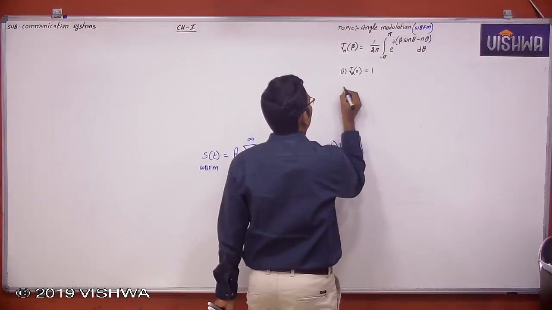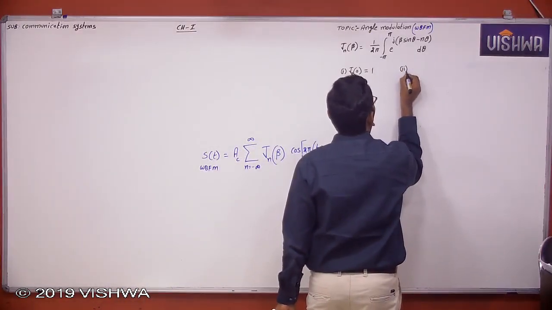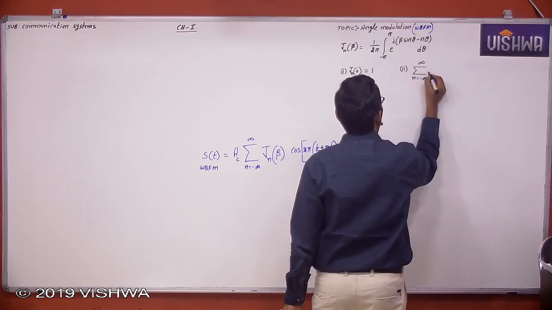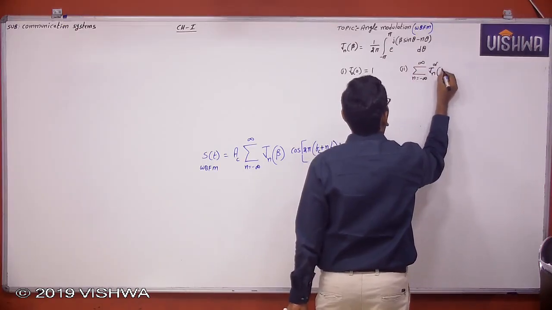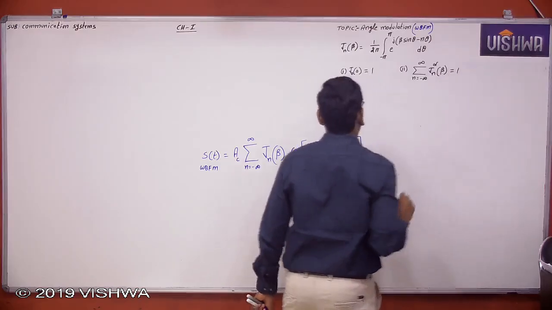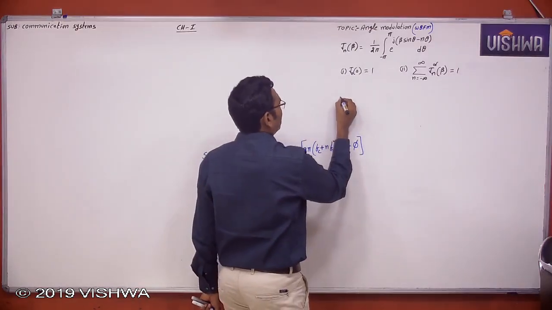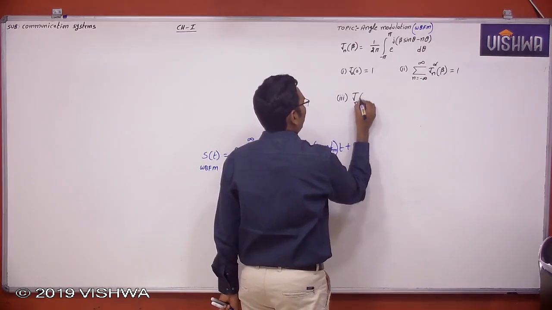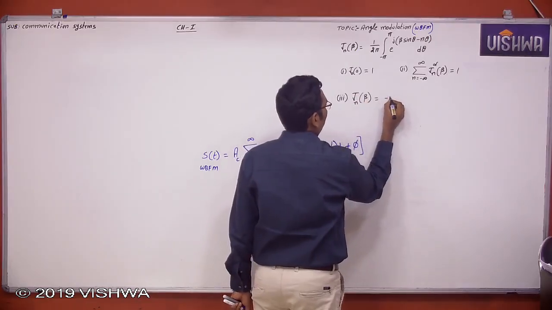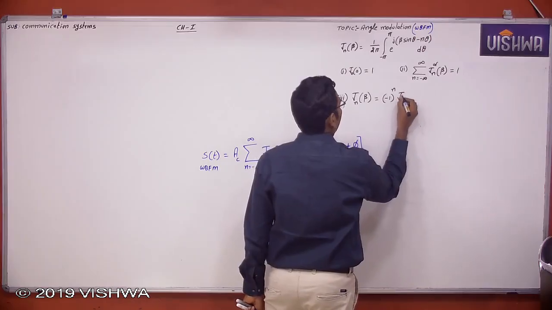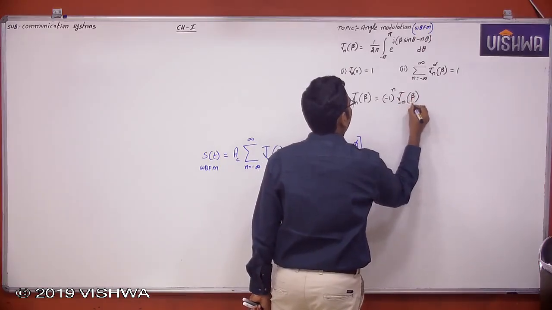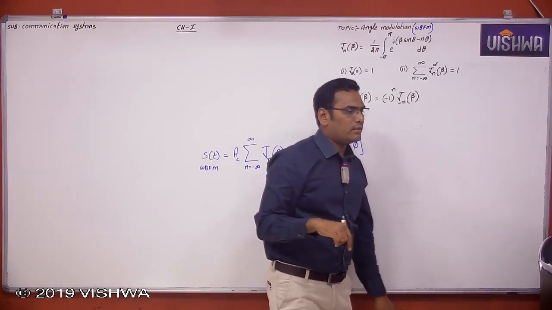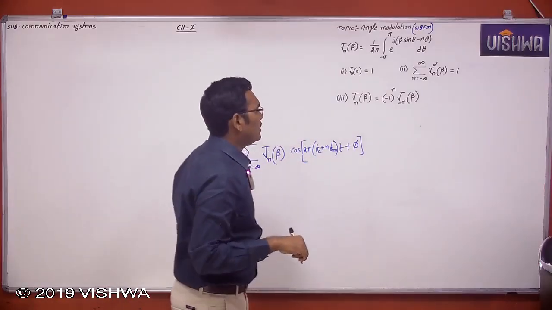Now, the summation from n equal to minus infinity to infinity of the squares of the Bessel function coefficients is equal to 1. And Jn of beta is equal to minus 1 whole power n into J minus n of beta.